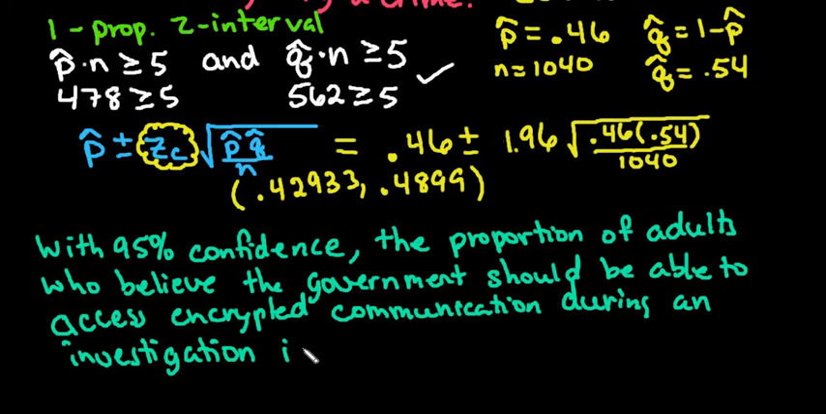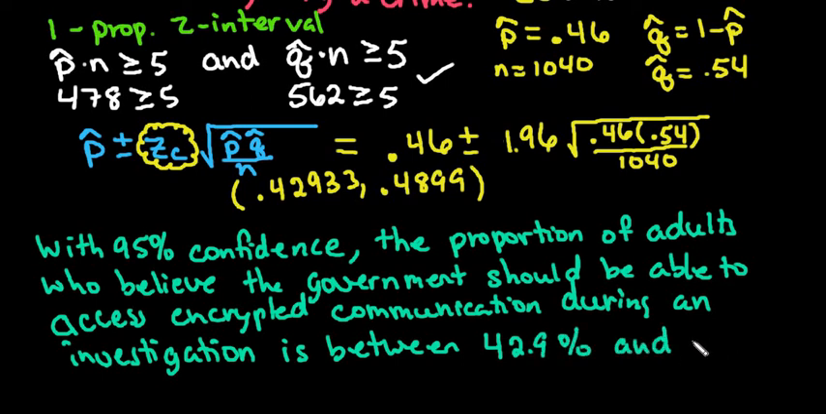an investigation is between, and you can either write this as a proportion in the form that it's in as a decimal, or you can write it as a percent. So we could say that between 42.9% and 48.99%. So you can either write it as a percentage or you can leave it as a decimal. There's a lot of different interpretations of this, but it is always important to make sure that you wrap it up and you interpret your decision in sentence form.